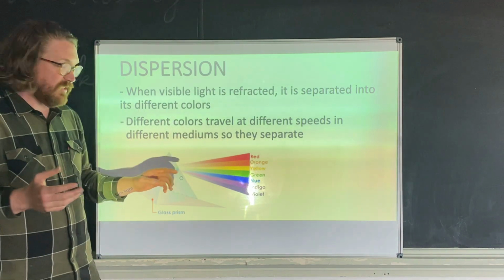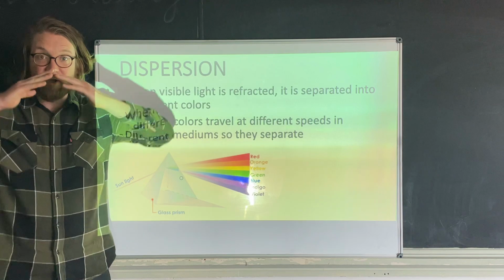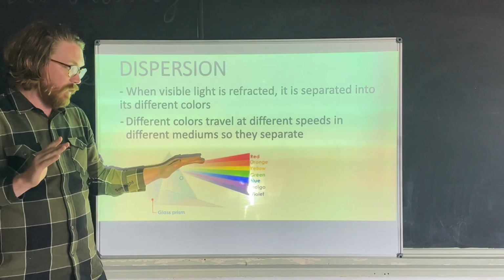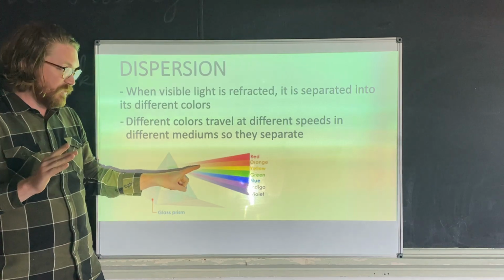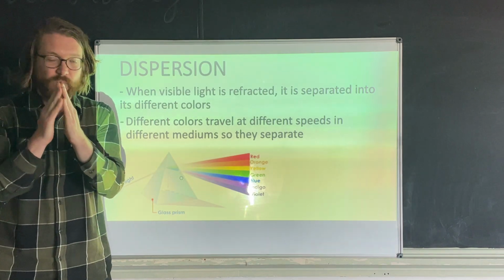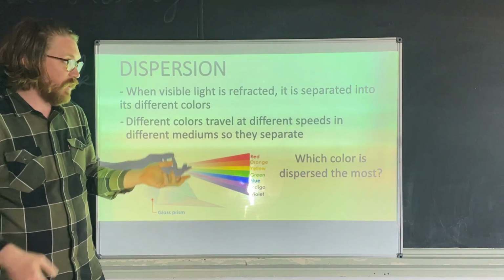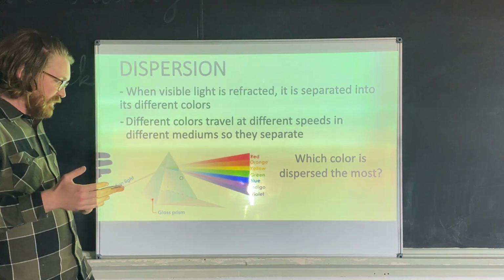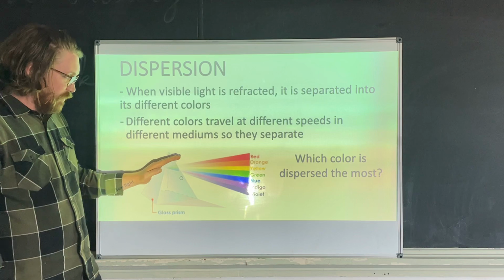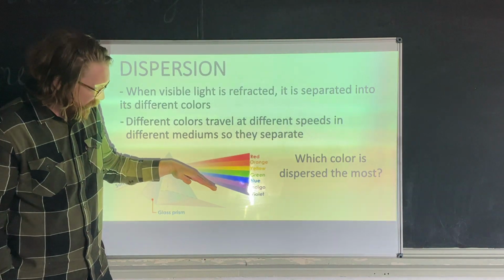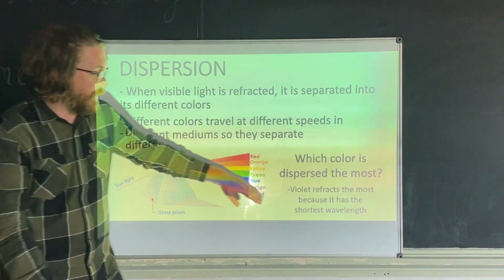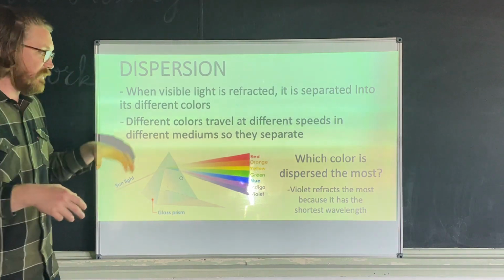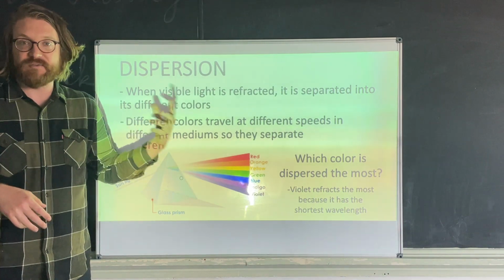And what happens is because red has the longest wavelength, it slows down the least, whereas violet slows down the most because it has such a short wavelength. So if your question is, which color is dispersed the most? Well, you have to see which one bends the most. And the one that bends the most goes all the way down to violet. So violet bends the most because it has the shortest wavelength. And again, this is why you see rainbows.